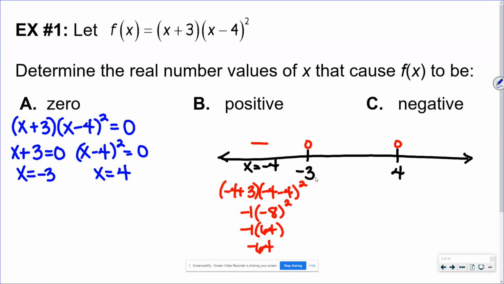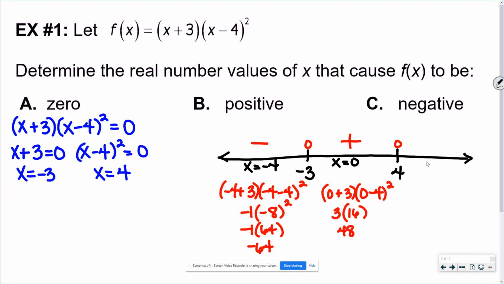Okay, we're going to do that again from -3 to 4. We're going to pick a number that is between -3 and 4. 0 seems like a good choice because it's in that interval, and you plug that in for x. So you would get 0 plus 3, 0 minus 4 squared. This will give you 3 times 16, which is positive 48, which again just matters that we got a positive. So let's put a plus there.